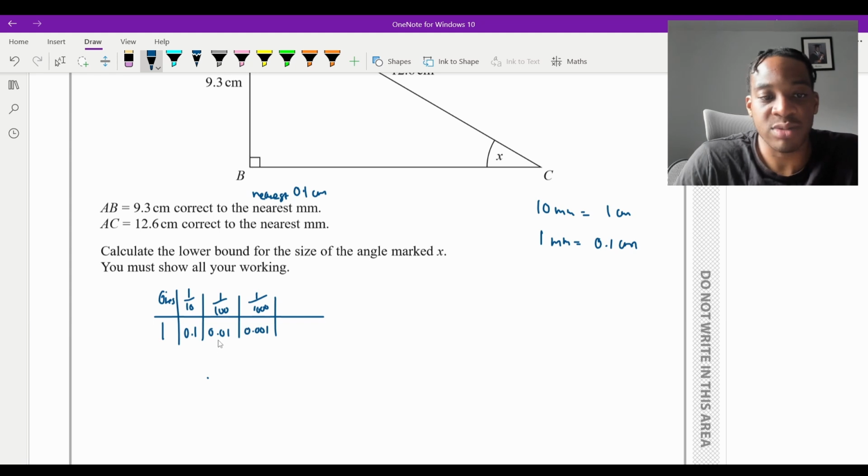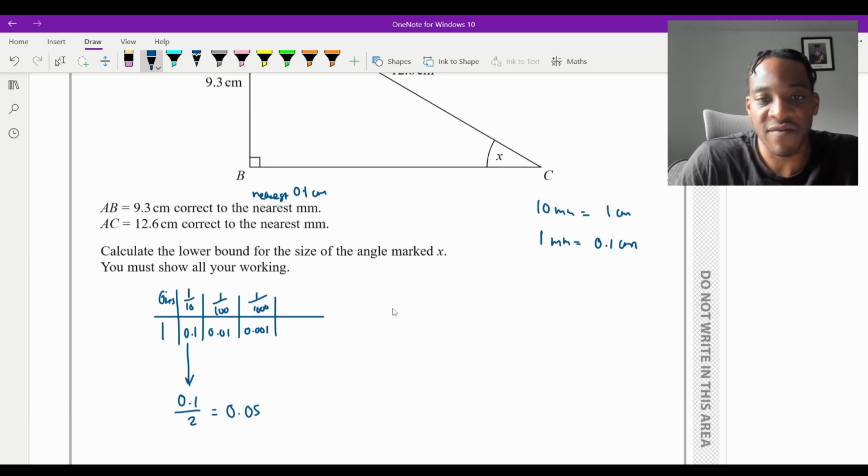Now, we need to round this to the nearest 0.1 centimeters or 1 decimal place. I look at my table and ask myself, well, where is that? That is right here, right? So all you're going to do is half this number. So I'm going to do 0.1 divided by 2, and this is 0.05, right?